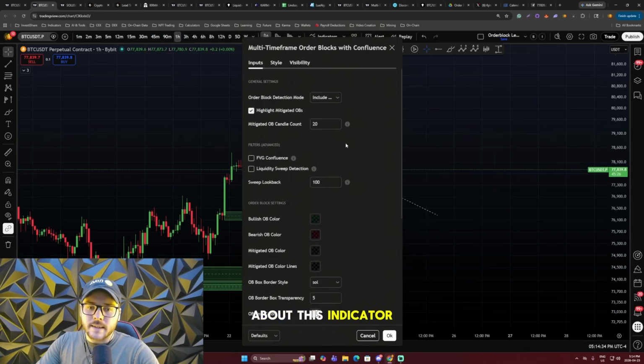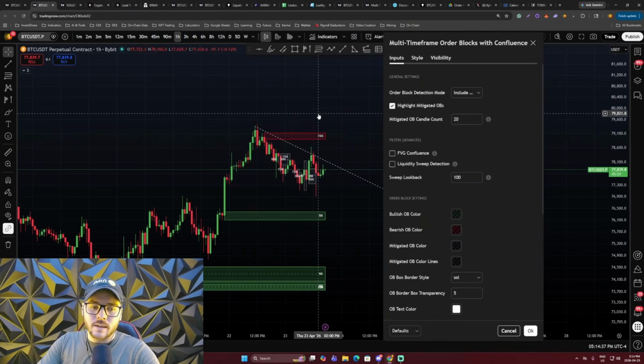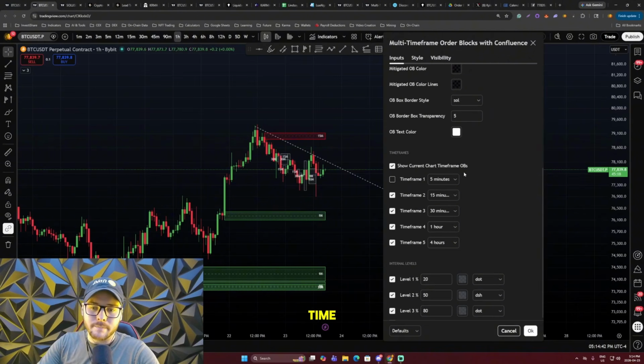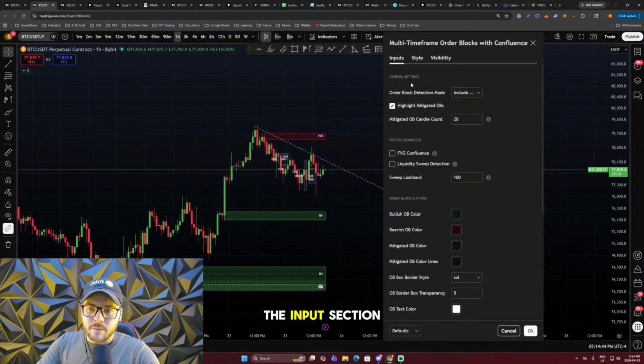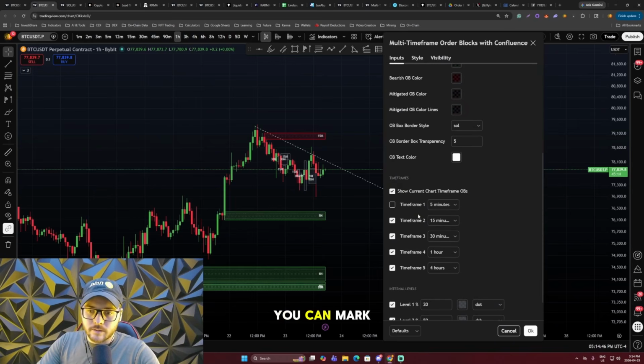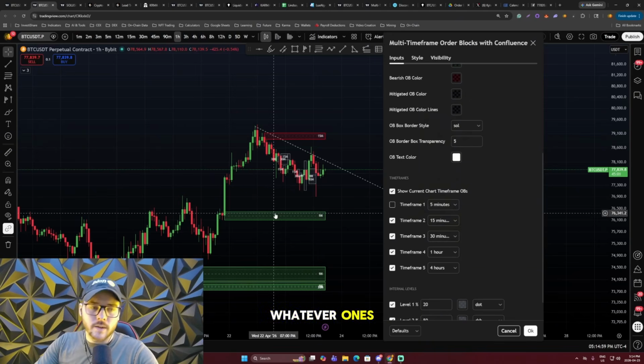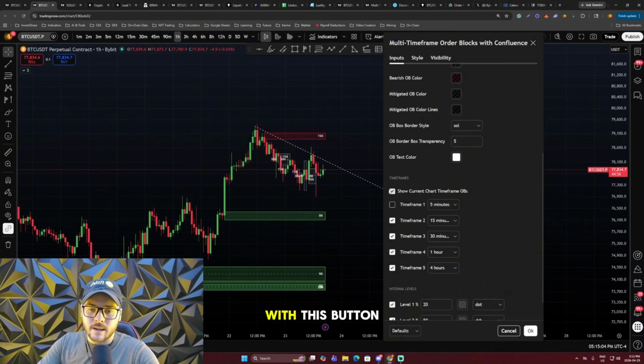The cool part about this indicator is that it shows order blocks on 6 different time frames at the same time. So if you scroll down under the input section of it, you can mark which time frames you prefer to focus on. So if you want to look at like the 15-minute, then great. The 30-minute, the hourly, the 4-hour, and also show whatever ones are currently on your screen during the time frame that you're looking at. It'll automatically sync to that with this button as well. And you can click and unclick that here.